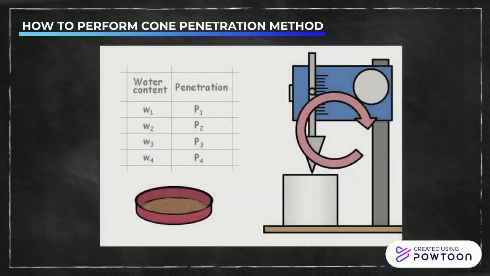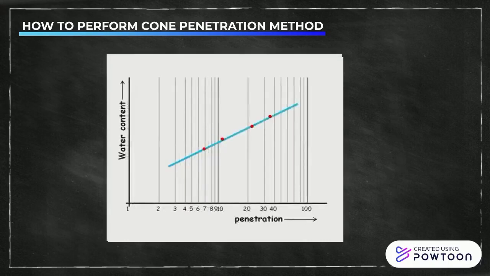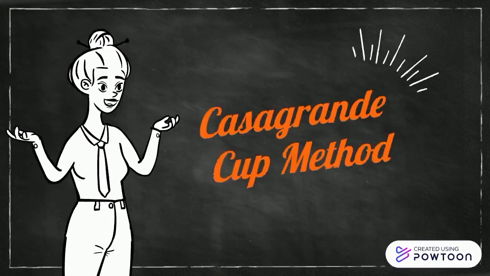As shown in this table, the values of the water content and penetration were recorded for future reference. Usually, after several tries of the test, the data will be plotted and will approximately form a straight line. In order to obtain the liquid limit, you shall find the intersection point of the 20 mm penetration and the moisture content on the line.